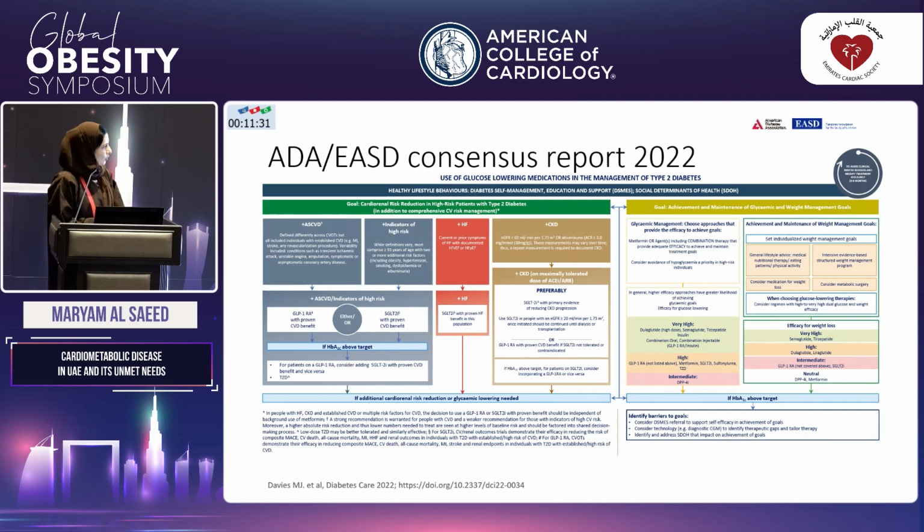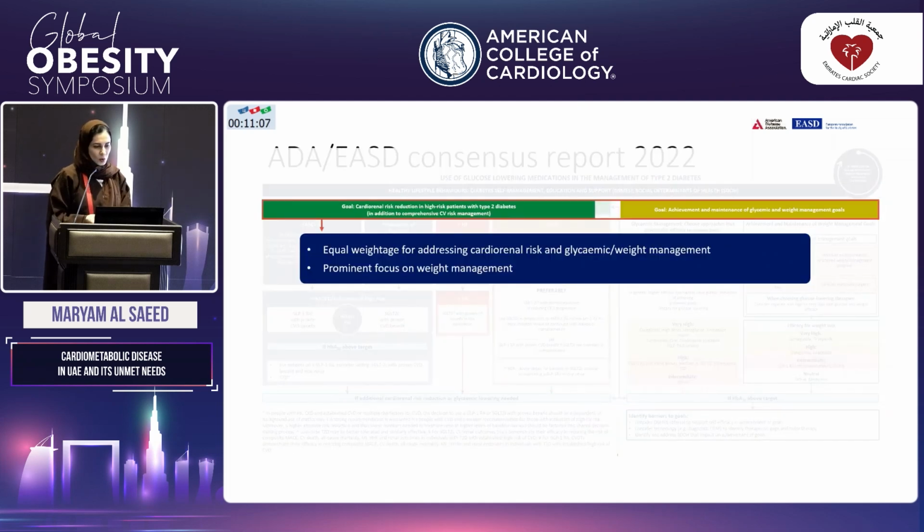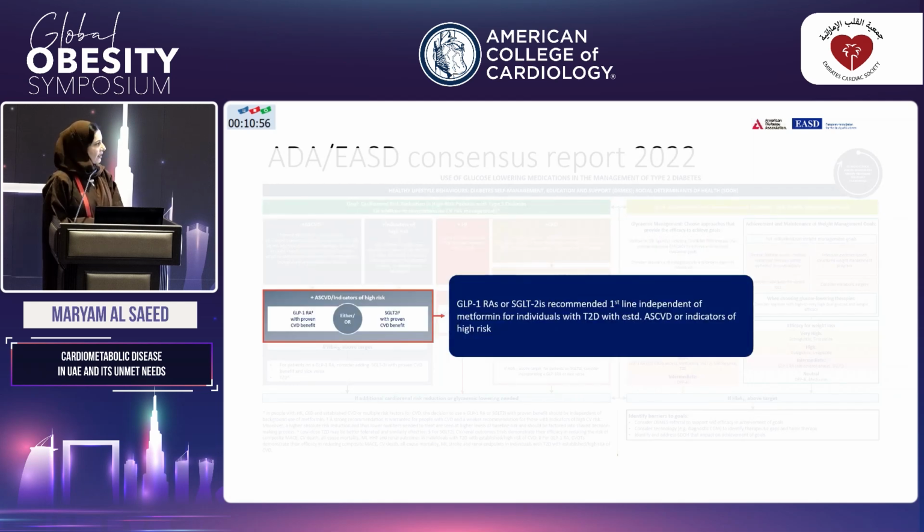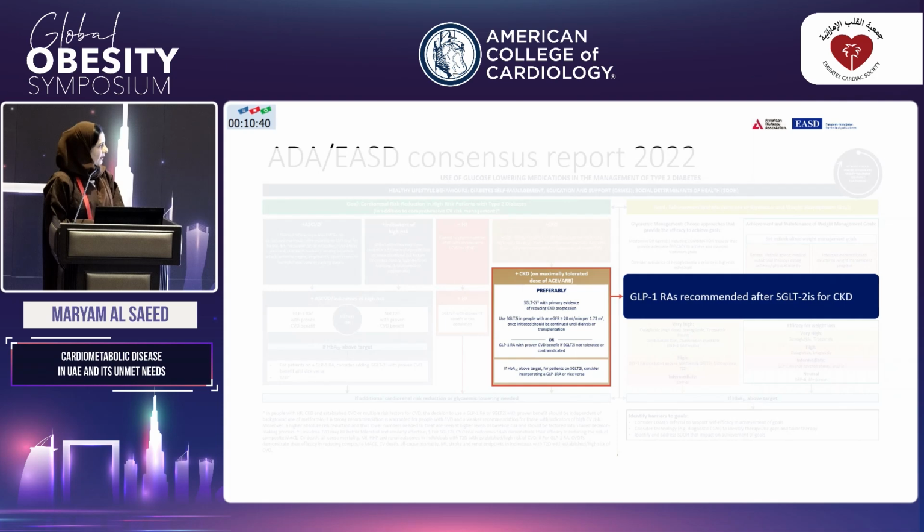And on the right, what was unique was the addition of weight as a target. So weight is a target on its own, apart from having these complications. It's a little bit too late if you're waiting for complications to take action. So why don't you go in earlier in the disease process to act on the weight before you get all of this, as well as the glycemic efficacy? So the changes were equal weightage for cardiorenal risk and glycemic and weight management, equal weight, equal risk. The prominent focus that was given to weight management, the drugs that were recommended, GLP-1 receptor agonists or SGLT2 inhibitors as first line, independent of metformin, and GLP-1 receptor agonists specifically if there is atherosclerotic cardiovascular disease.